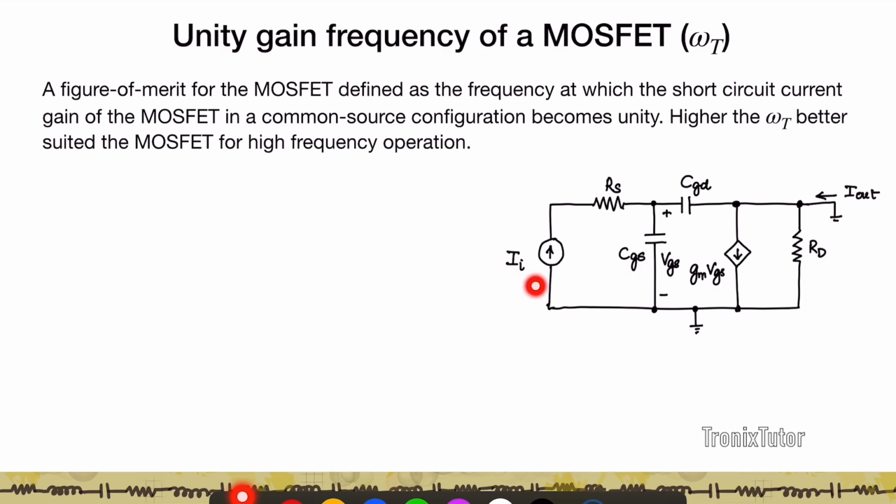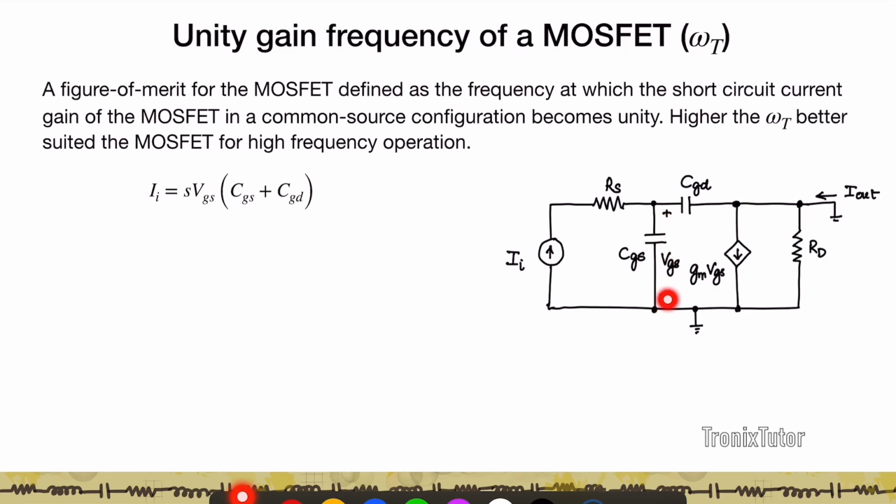So the unity gain is going to be defined at the frequency at which this I out by II is 1, right? So now let's find out the gain between I out and II. So if I write II, that is the input current. The input current is given by the current flowing through CGS and the current flowing through CGD, right?